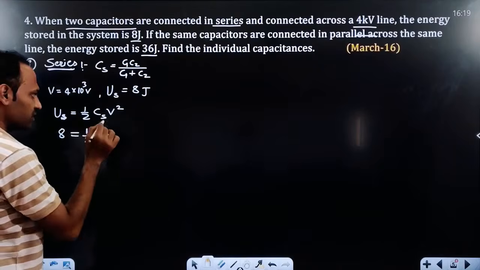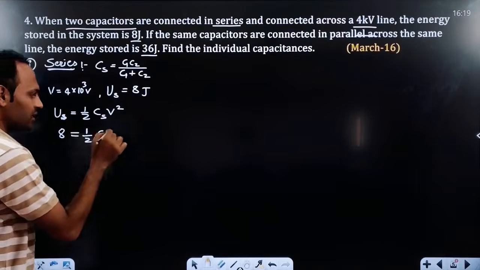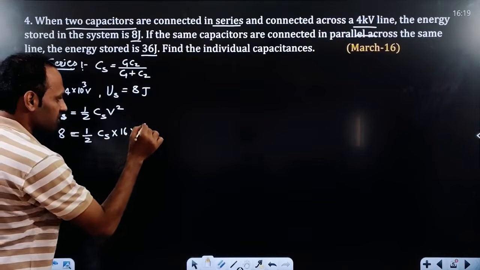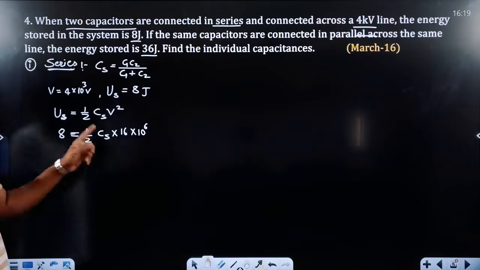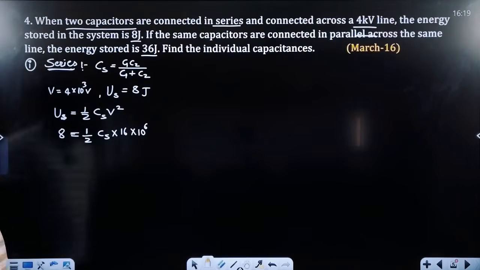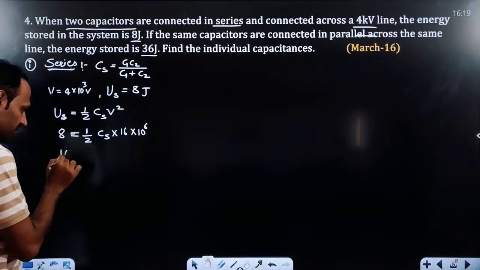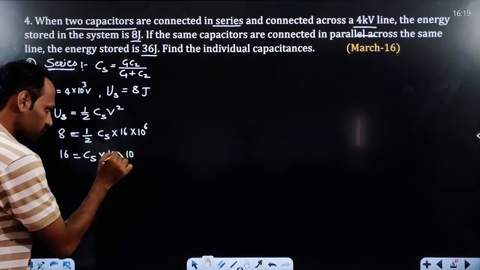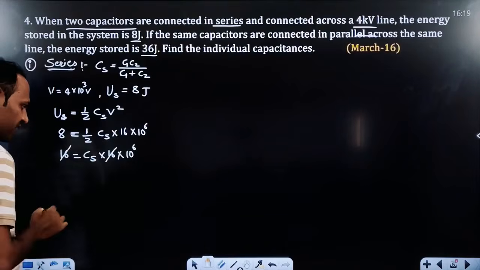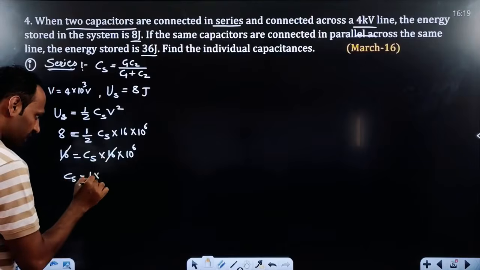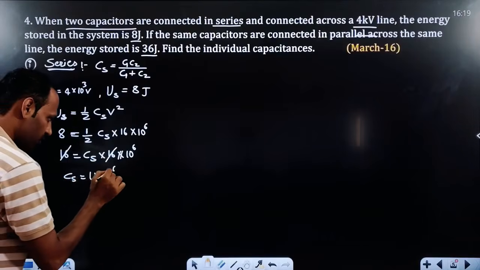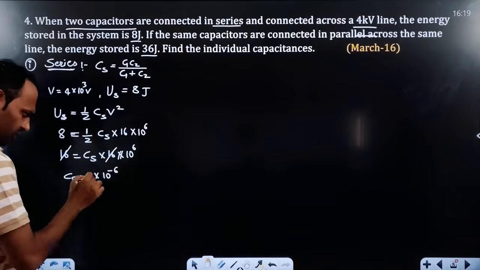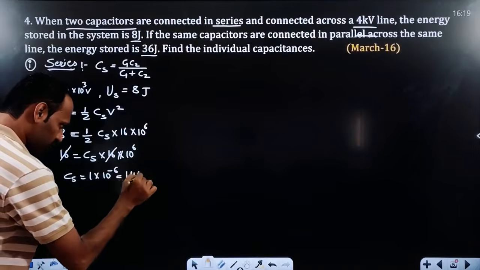CS is this much, I will keep it as it is. V square means you have to square this. If we square it, we get 4 square is 16 into 10 raised to 6. Right? 4 square is 16, 10 raised to 3 square becomes 10 raised to 6. Next, if I take this 2 on this side, I will get 16. 16 is equal to CS into 16 into 10 raised to 6. 16 and 16 will get cancelled. So CS will be equal to 1 into 10 raised to minus 6, or you can take it as 1 microfarad.